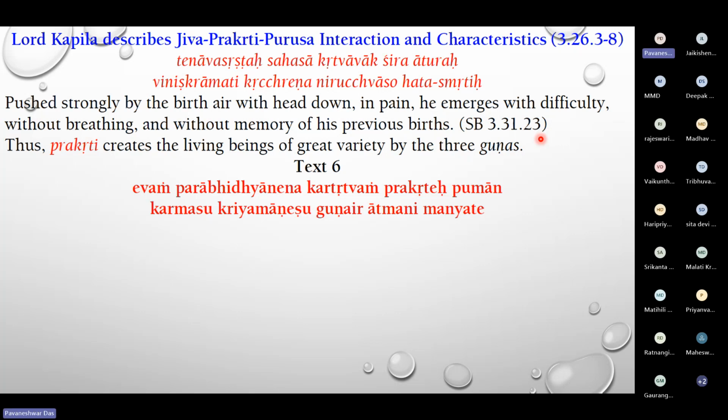Vinishkranti Krichurena Niruchvaso Hatasmrtihi. Pushed strongly by the birth air with the head downward in great pain, the Jiva emerges with great difficulty without breathing and without memory of his previous birth. Then once 9 months are over, at the beginning of the 10th month, the Jiva is pushed out of the womb by Prasuti Vata.